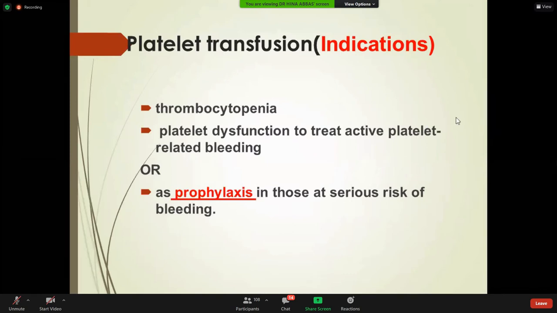Why not give the patients both packed RBC as well as fresh frozen plasma? I will reply to this question later. If I forget to reply, please ask this question again at the end of the lecture. Okay.